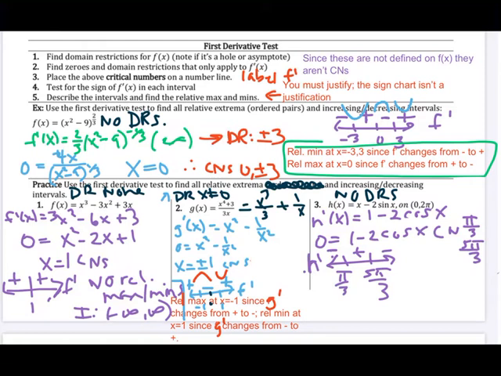We're going to have a relative min at pi over 3 because the derivative goes from negative to positive, or decreasing to increasing. We're going to have a relative max at 5 pi over 3 because the derivative goes from positive to negative.